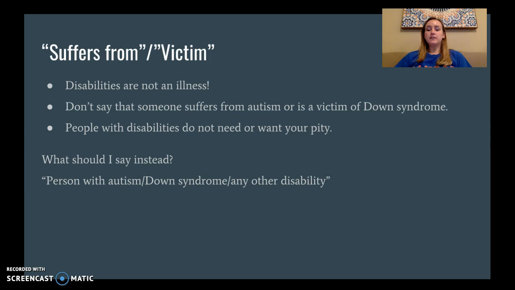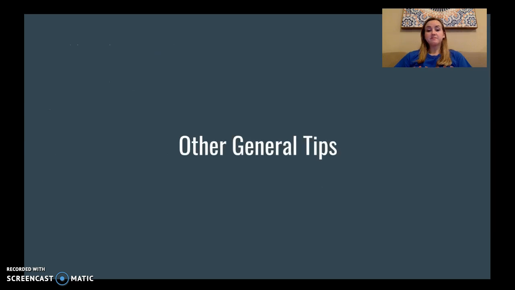It also kind of ingrains in us the fact that we should pity people with disabilities, which is absolutely not something that we want to do for our students. People with disabilities are telling us that they do not want our pity. So let's not pity them, and let's just say a person with autism or a person with Down syndrome or any other disability that they might have.